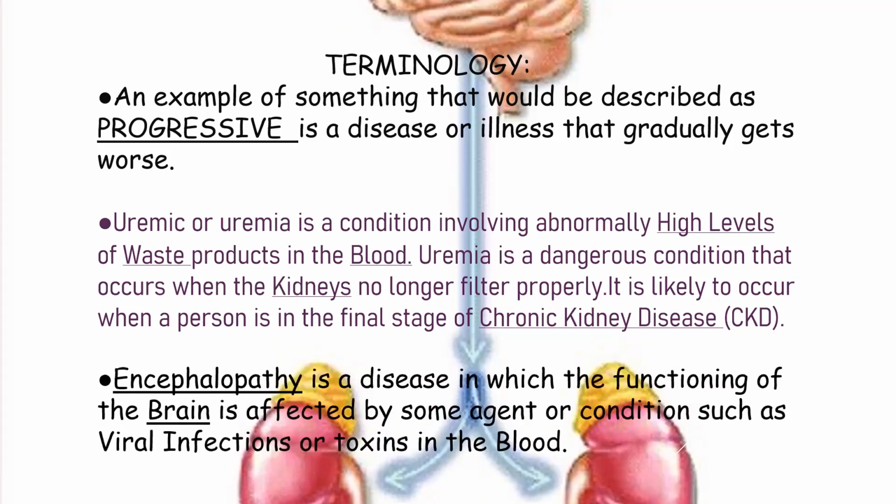Encephalopathy is a disease in which the functioning of the brain is affected by some agent or condition such as viral infections or toxins in the blood. Viral infections can be caused by the presence of a virus in the body. Various viruses can infect almost any type of body tissue, from the brain to the skin. It depends on the virus and the person's state of health. Toxins in the blood occur when some bacteria are in the bloodstream, which leads to poor blood circulation. It may also be termed as blood poisoning.